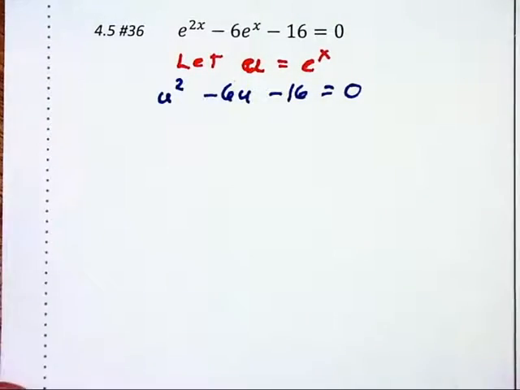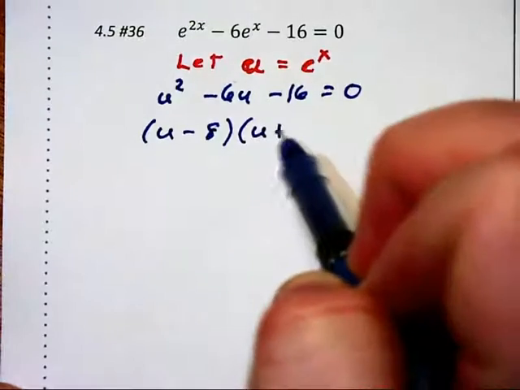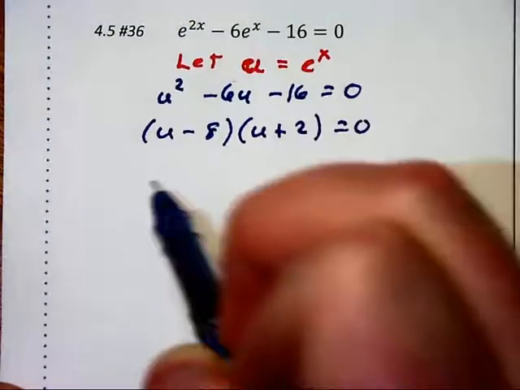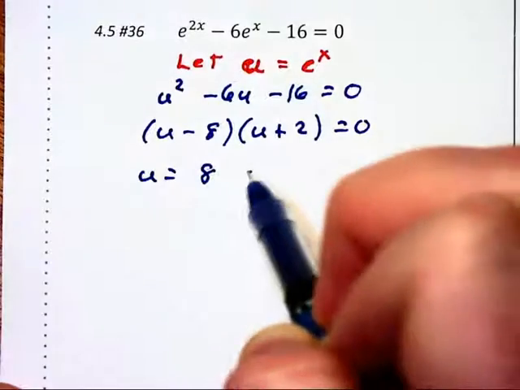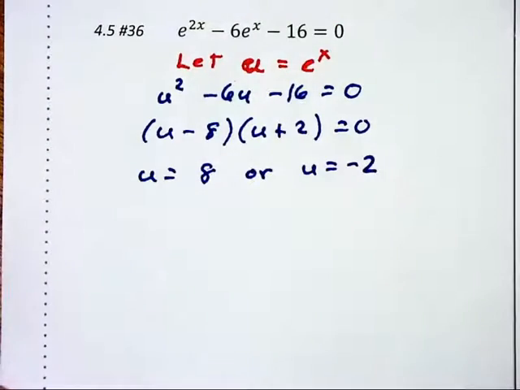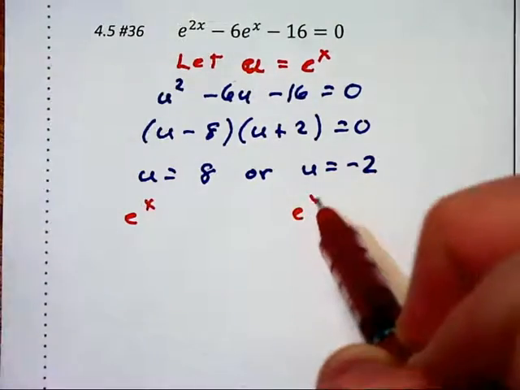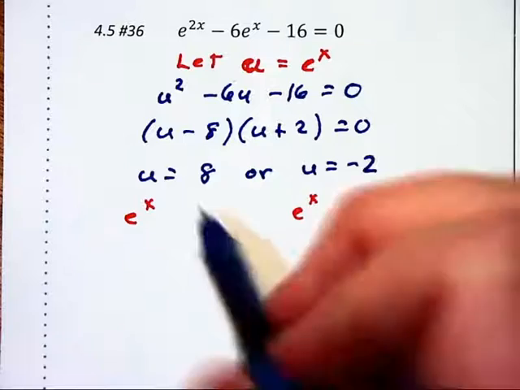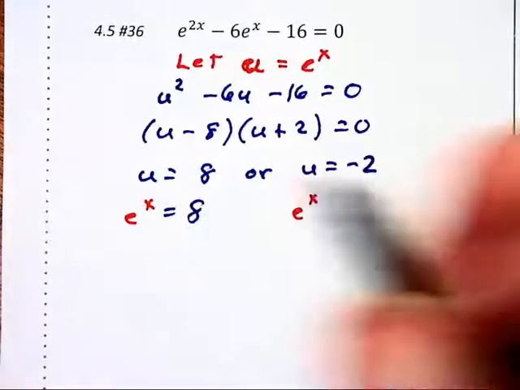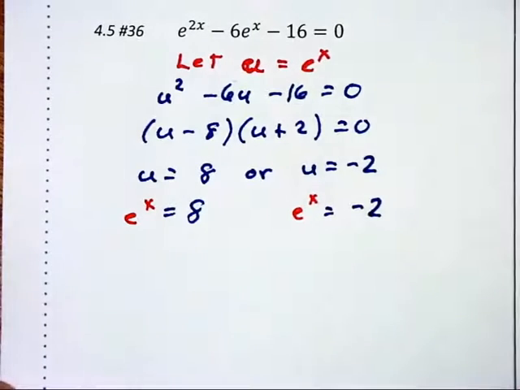Which can then be factored into u minus 8 times u plus 2, and we get u is equal to 8, or u is equal to negative 2. We want to then back substitute, write each of these again as e to the x, the way they were when we began. E to the x equals 8, or e to the x equals negative 2.